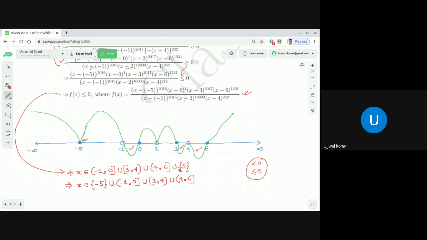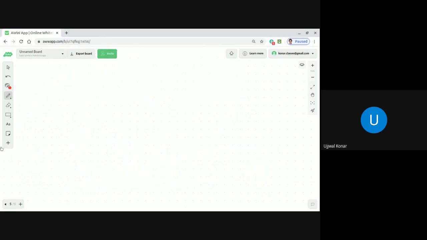Now, one more problem I am going to solve, and after that, we'll come back. Now, theory doesn't make much sense. You understand so well, right? I hope. Let's look into the next problem, dear students.